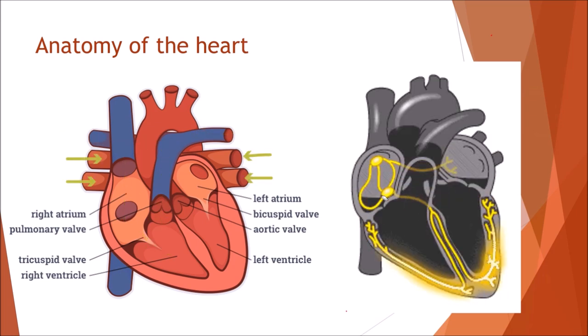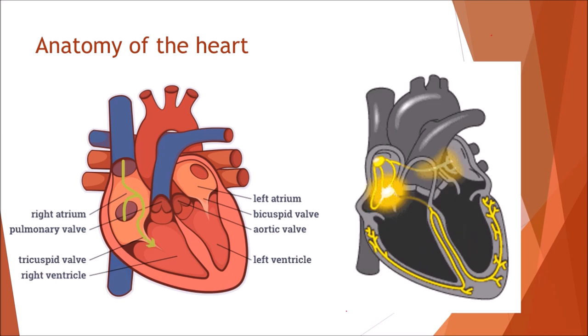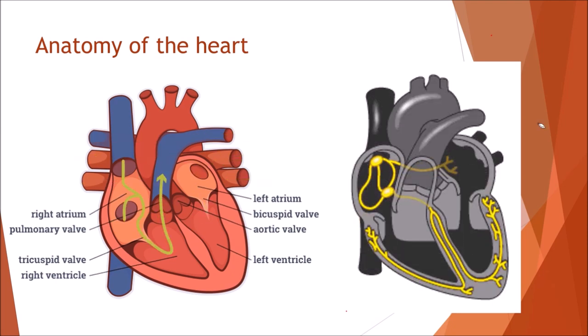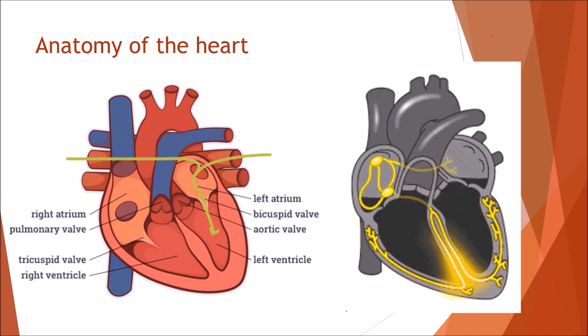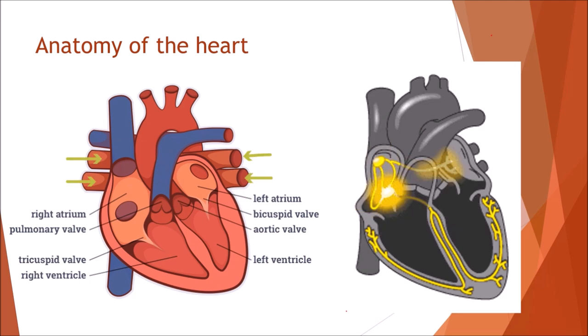Both the atria on top get filled when they are both relaxed, and then both ventricles get filled when they're both relaxed, right? So basically, when the atria are in systole, the ventricles are in diastole. When the ventricles are in systole, the atria are in diastole.